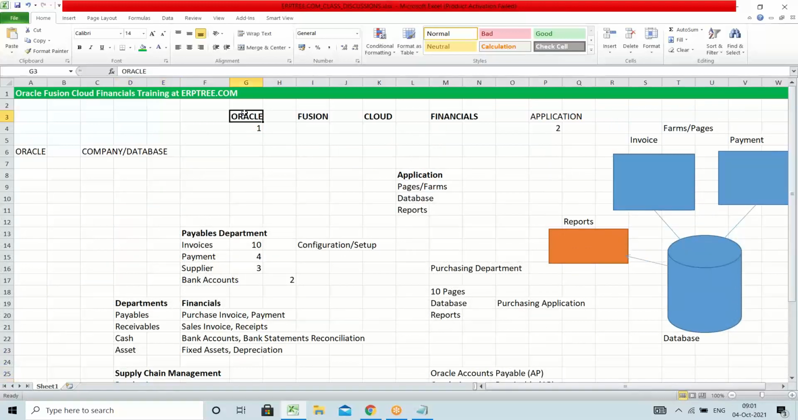Oracle means it's a company name or a database name. Application means a set of forms, pages, or say forms, database and reports. And financial means, hope you got that point.